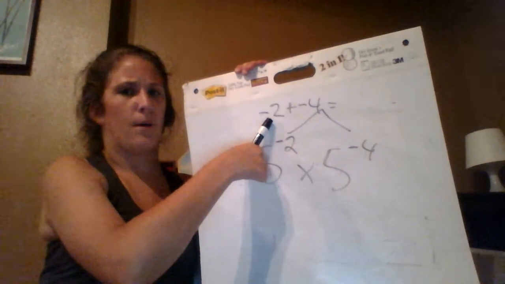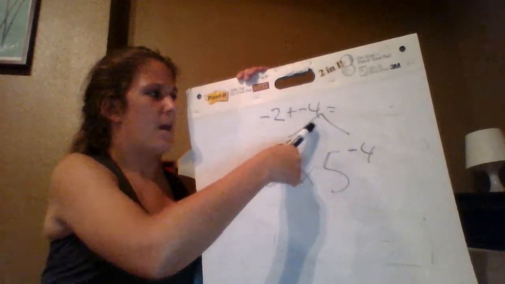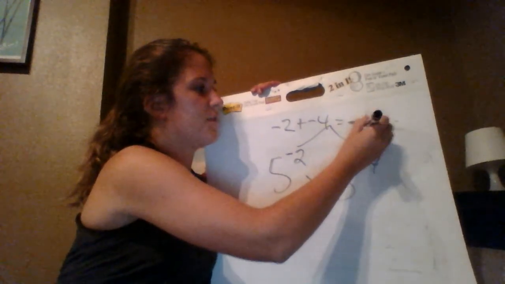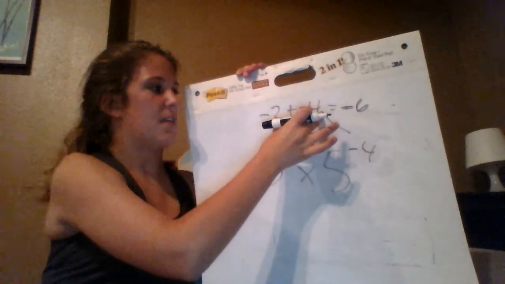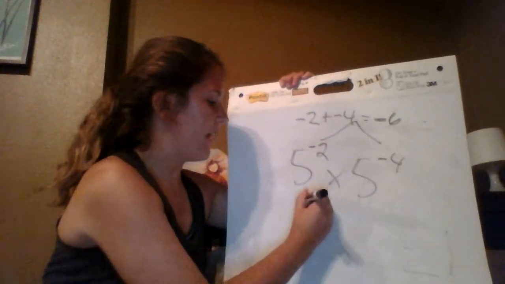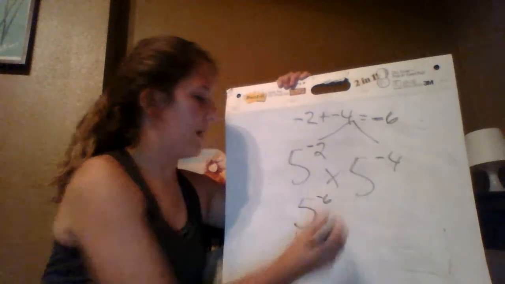2 bad guys show up, and 4 more bad guys show up. How many bad guys do I have? I have 6, so this is negative 6. Remember, if the signs are the same, you add them and keep the sign. So this becomes 5 to the negative 6th power.